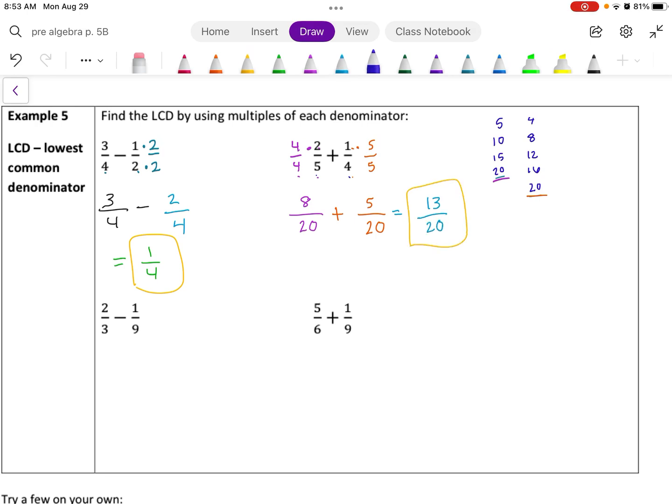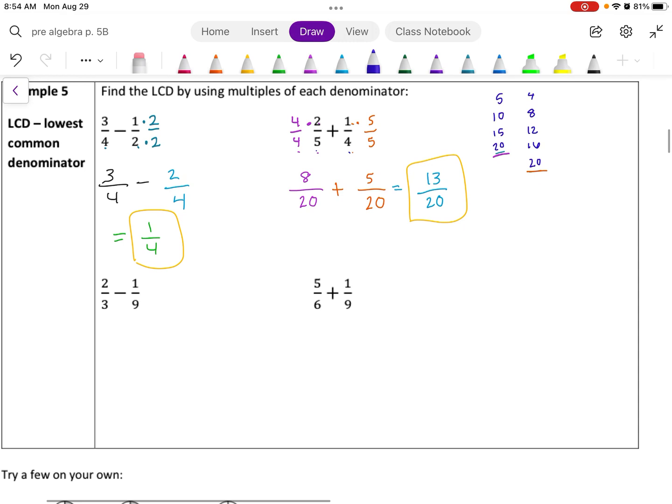Let's try a couple more. So 2/3 minus 1/9. Well, again, 3 and 9, those are not the same, so we have to find our common denominator. Well, 3 goes into 9. So, 3 times 3 is 9, which means we can multiply by 3/3. 3 times 2 is 6. 3 times 3 is 9.